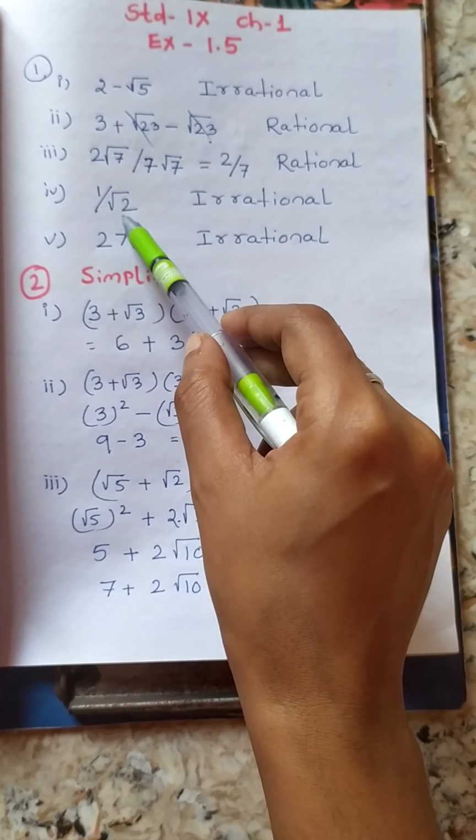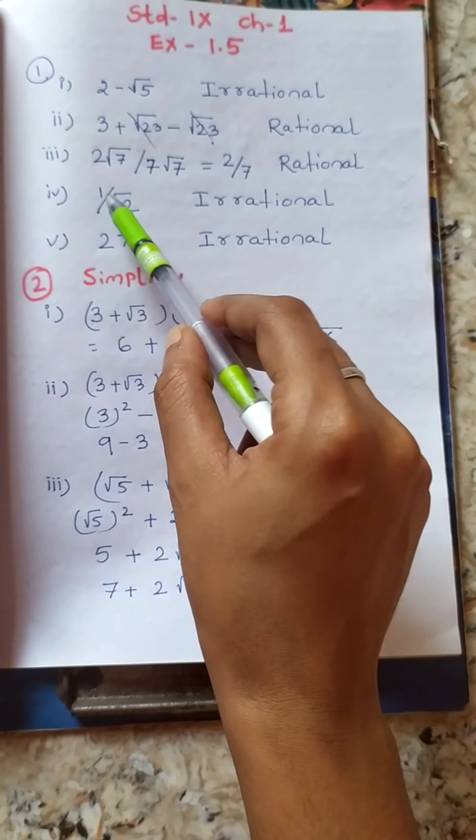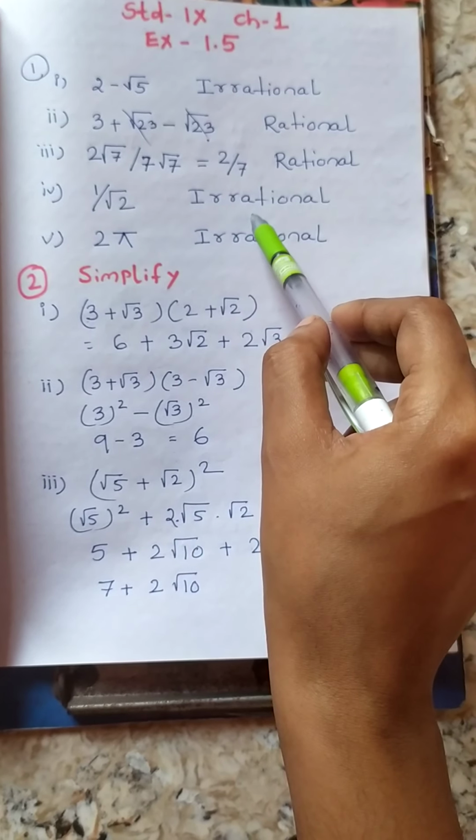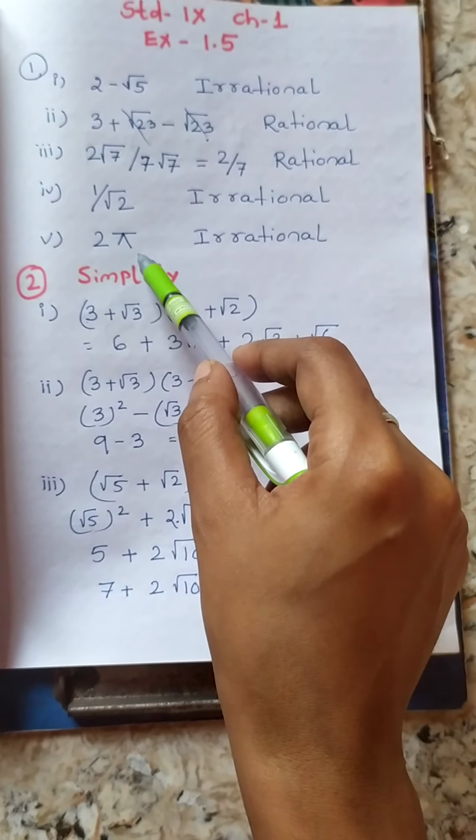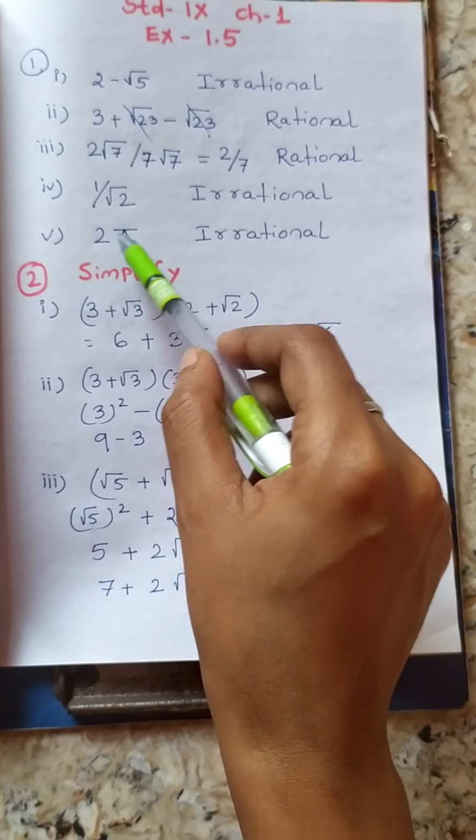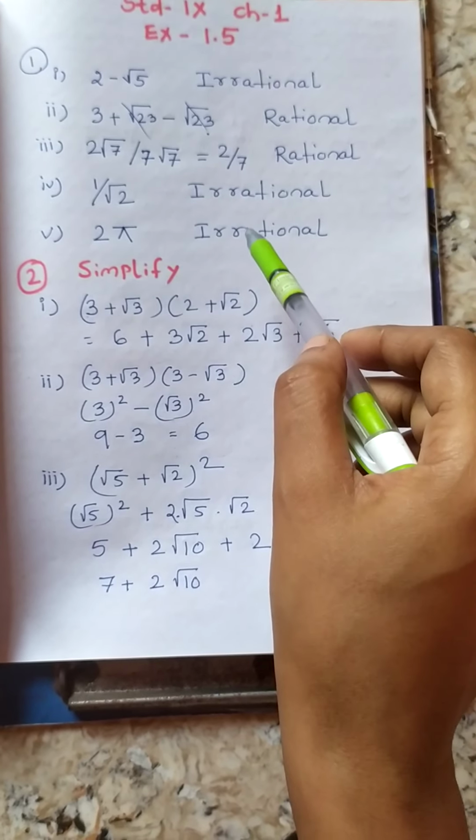Fourth, 1 by root 2. As root 2 is irrational, 1 by root 2 ultimately becomes irrational. Fifth, 2 pi. As pi is irrational, 2 pi also becomes irrational.